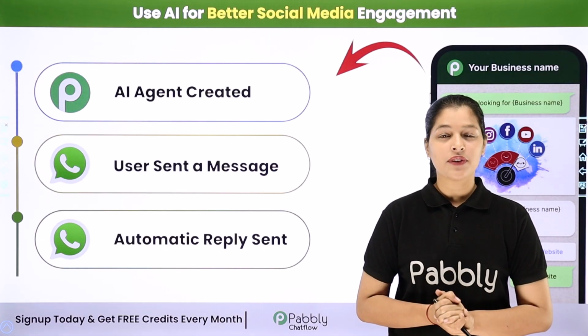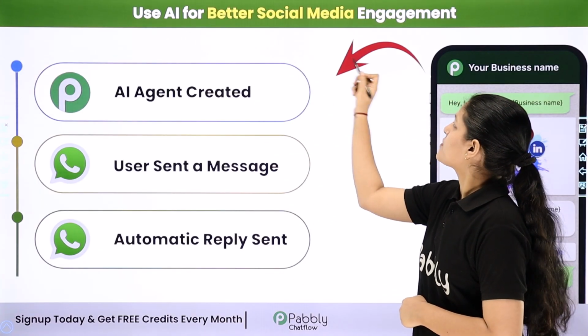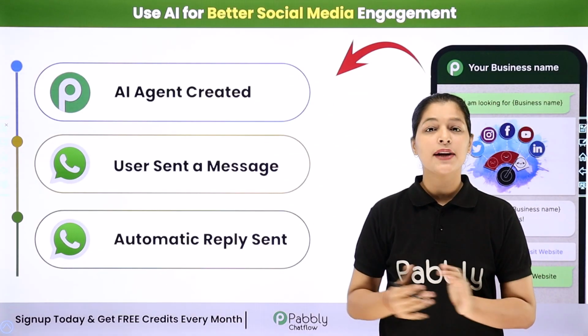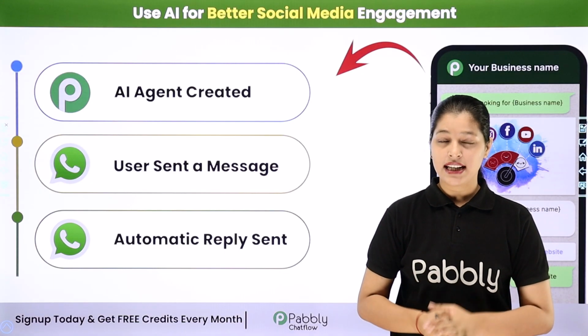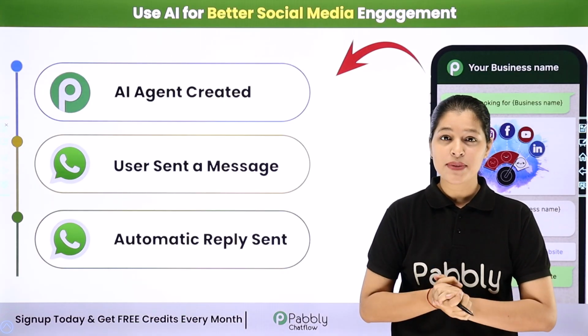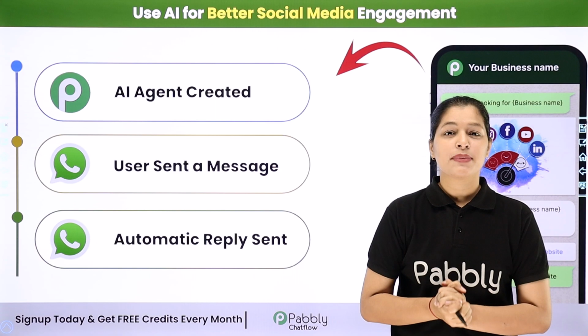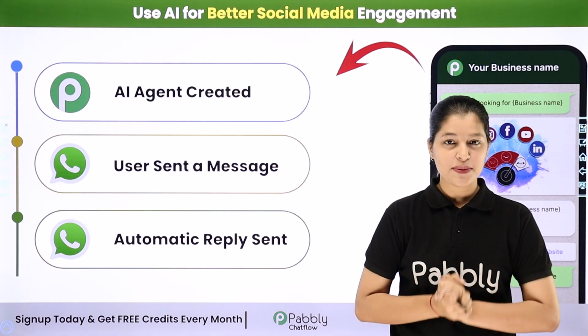In this video we are going to learn how to use AI for better social media engagement, and we are going to build this AI assistant by using Pabbly Chatflow. This AI assistant is going to provide you post captions related to your business by using the knowledge base you have provided to it, and that knowledge base contains details of your business.